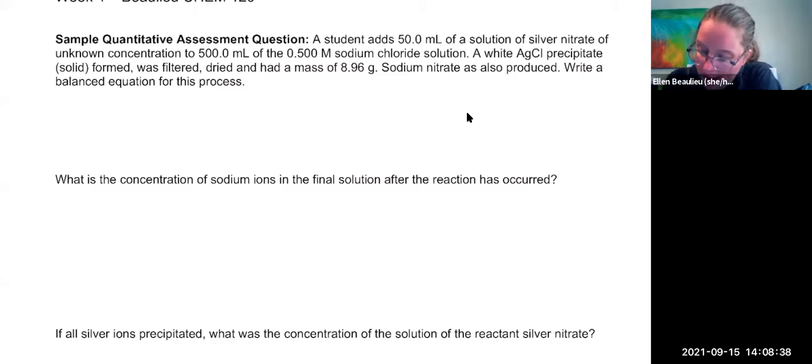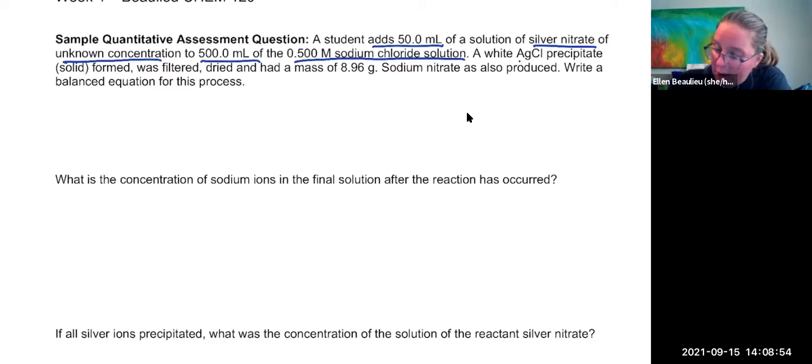So a student adds 50 milliliters of a solution of silver nitrate of unknown concentration to 500 milliliters of a 0.5 molar sodium chloride solution. A white silver chloride precipitate forms, was filtered, dried, and had a mass of 8.96 grams. Sodium nitrate is also produced. Write a balanced equation for this process.